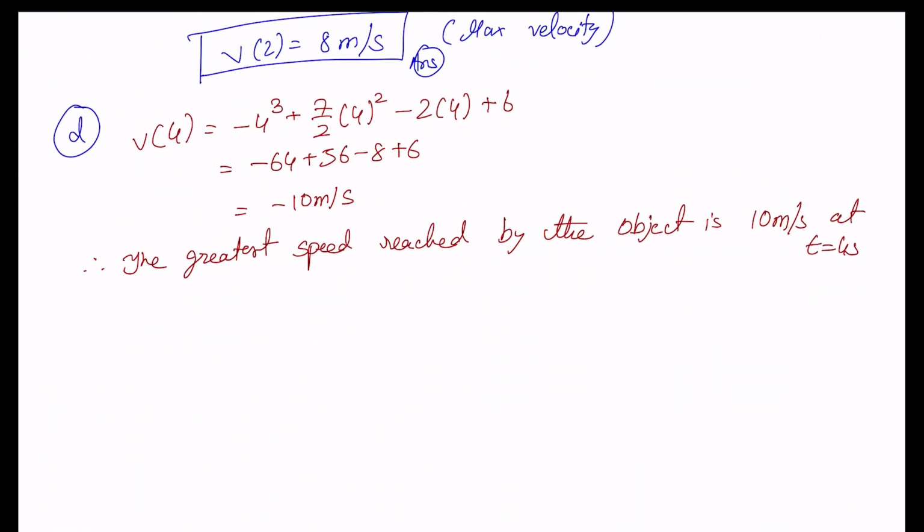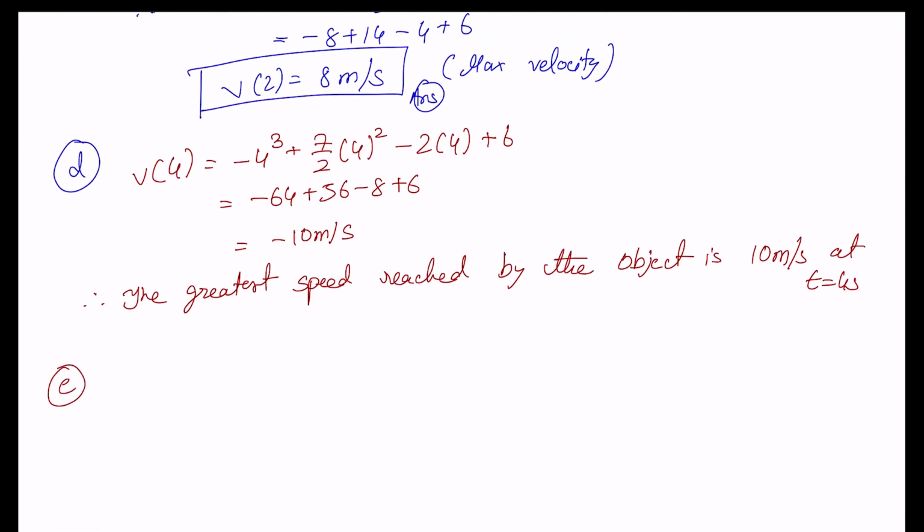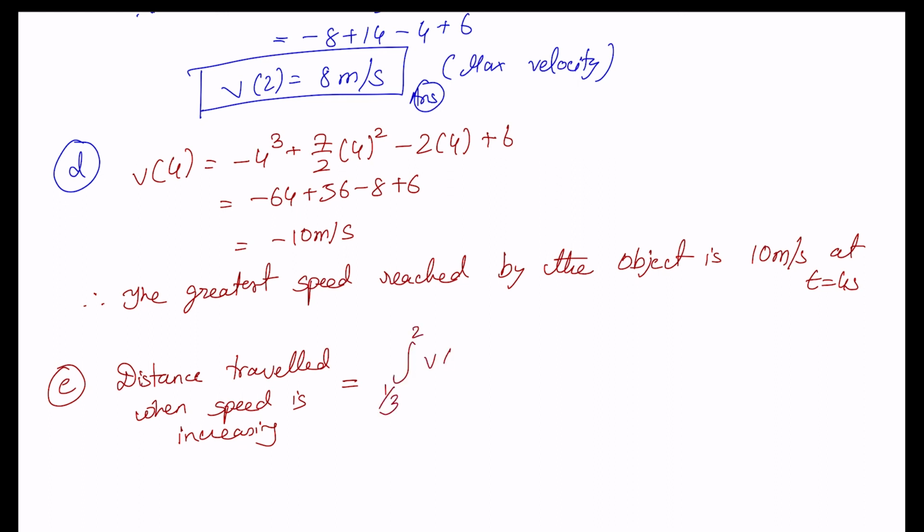Now we have to find the distance traveled by the object when the speed is increasing. So distance, right? So E. So yeah, your distance traveled when speed is increasing will be equal to the integral from 1 by 3 to 2 of vt dt. This distance will be positive, right? The displacement is positive, so I can directly take it. So for the one from k to 4, the area will come out to be negative. So I'll do mod vt dt. So yeah, this will be the expression of the integral.